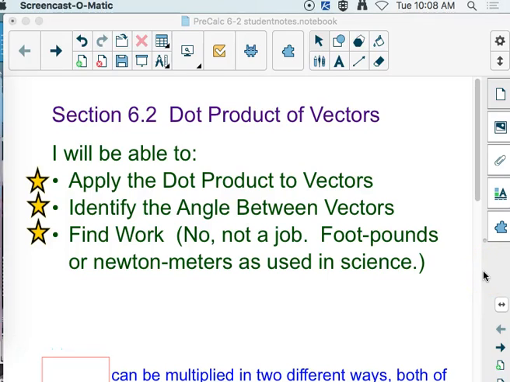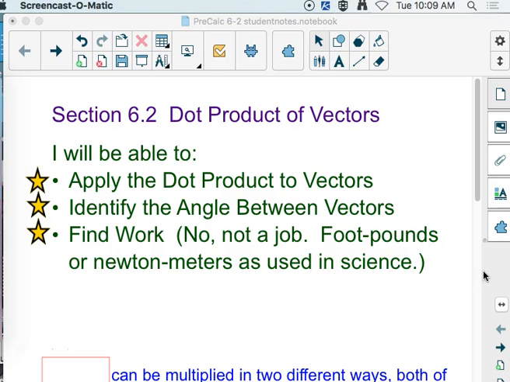Okay, so dot product of vectors. Dot product of vectors is a lot like multiplication. It's kind of the next step after adding and subtracting. But because it's vectors, it's not really just multiplication. So we're going to learn about dot product today, and we're going to find out it's a very easy process.